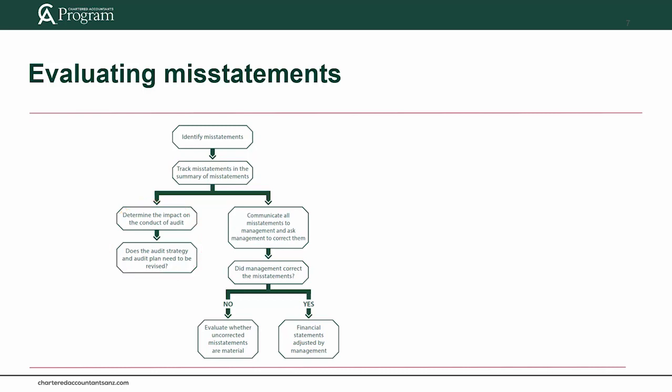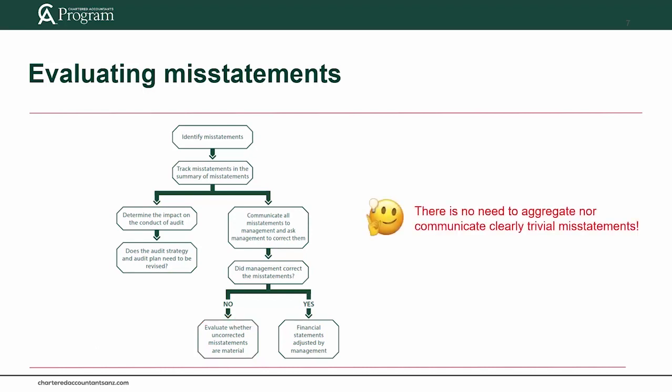You will also need to communicate misstatements to management and ask management to correct them. If management agrees to correct them, ensure that these flow through to the financial statements. If management refuses to correct them, you need to evaluate whether the uncorrected misstatements are material by both size and nature. The results of this assessment will impact the form of the auditor's report. Remember, there is no need to aggregate nor communicate clearly trivial misstatements.